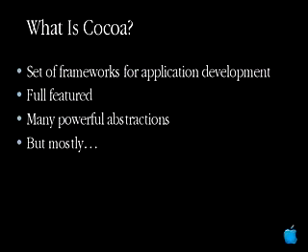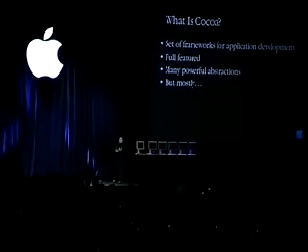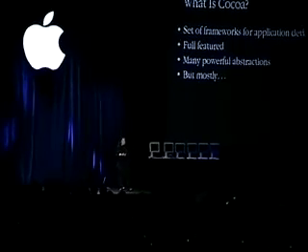So what is Cocoa? Cocoa is a set of frameworks designed to work together for application development. So far, so good. It's fully featured. It has support for all of the basic paradigms that you expect to see inside of an application environment. So support for things like cut and paste, event handling, full widget set, full text system, all of that is there. There are also several powerful abstractions we export to make it easier for you to write your application.